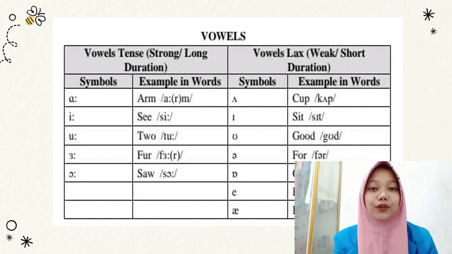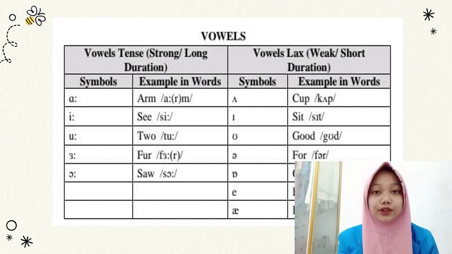Next, the second material is vowel. Vowel is the sound that is pronounced without blocking the air stream in the mouth. The air stream passes out freely through the mouth and nose. In the vowel, there are two types of vowel. There are tense vowel and lax vowel. Tense vowel symbols have strong or long duration.